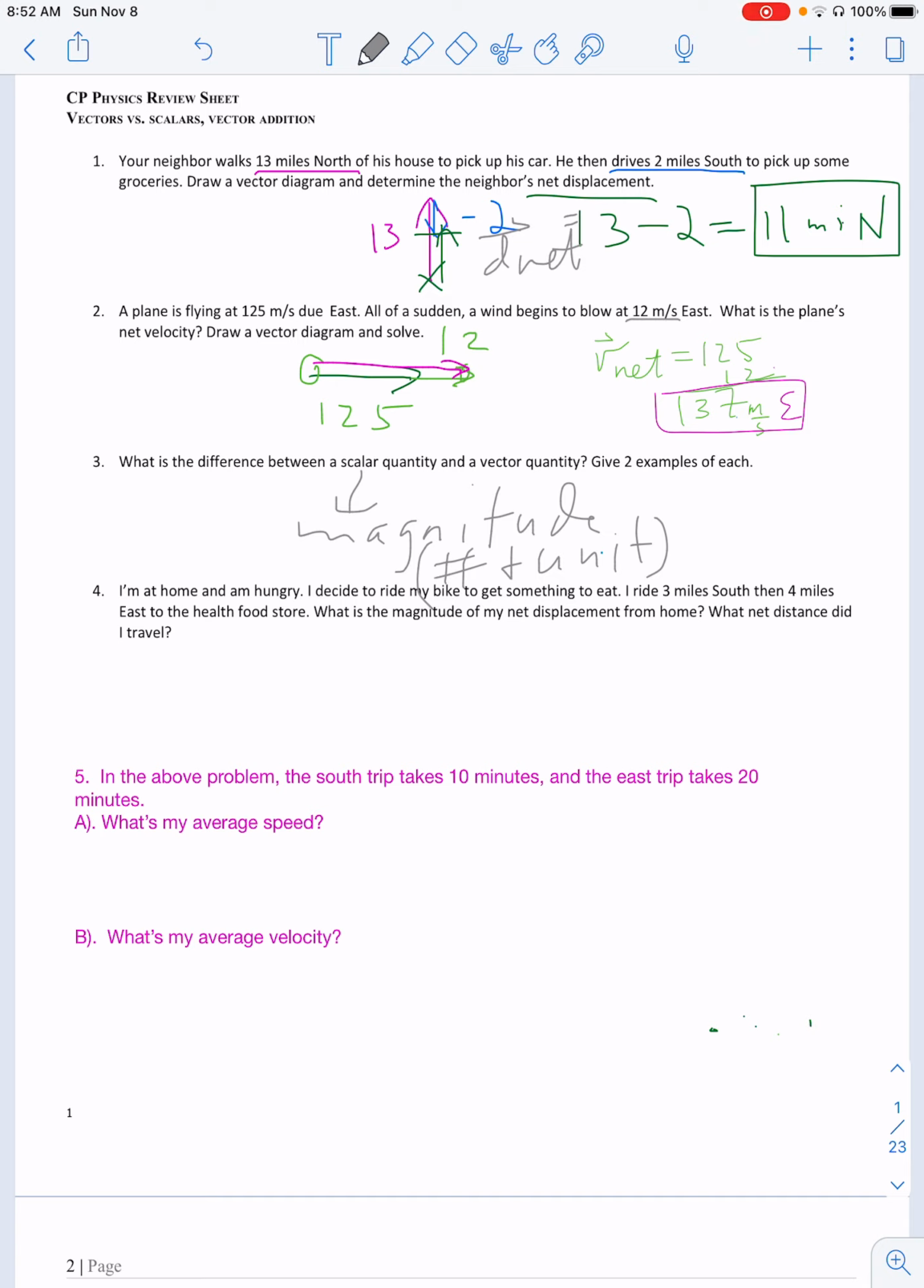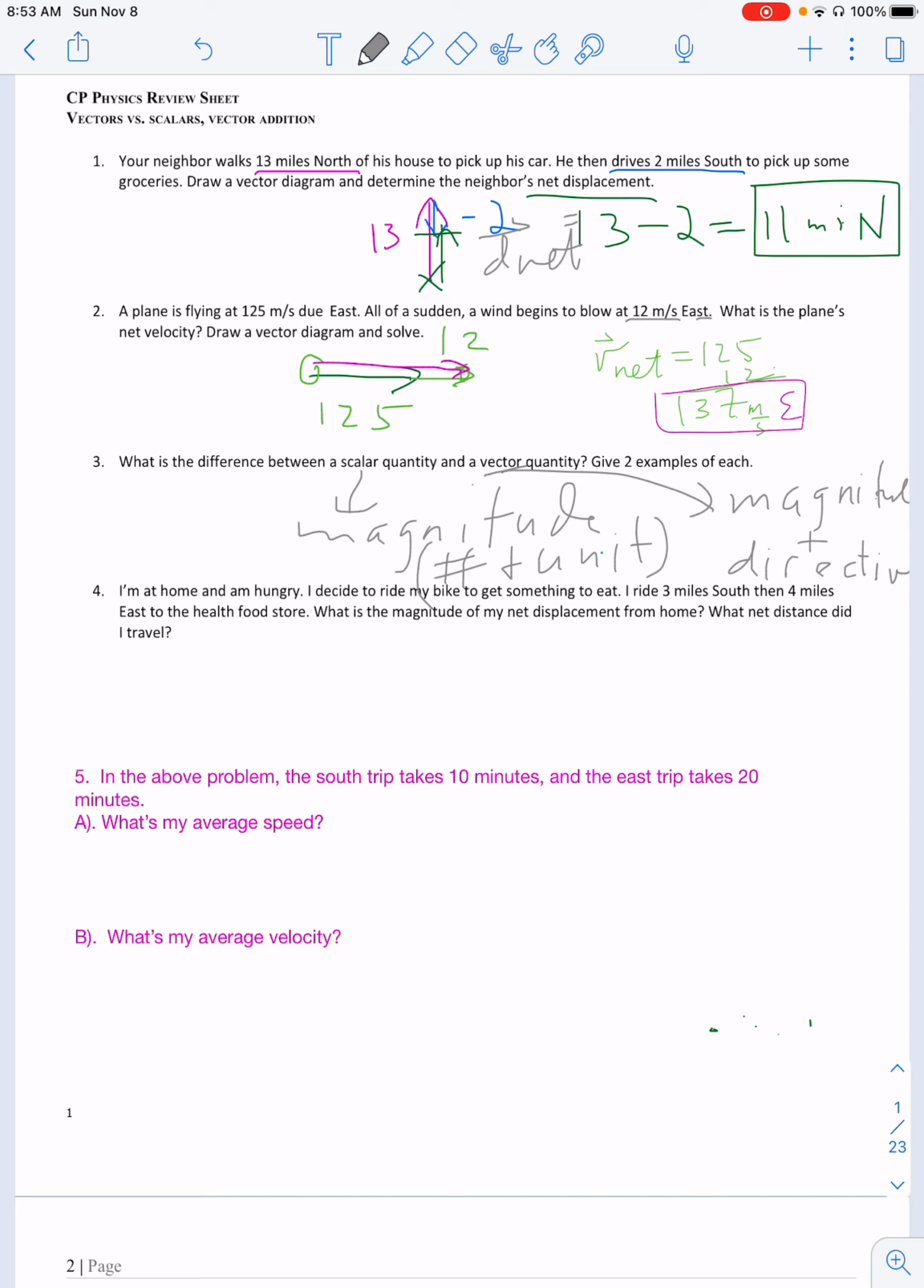But I'm sorry, I made that wrong. 12 meters per second is a scalar. That would be speed because there's no direction. If I said 12 meters per second east, I'm talking about a vector. So a vector has magnitude, of course, and direction. You got to specify the direction. Okay, an example would be 12 meters per second east, velocity.